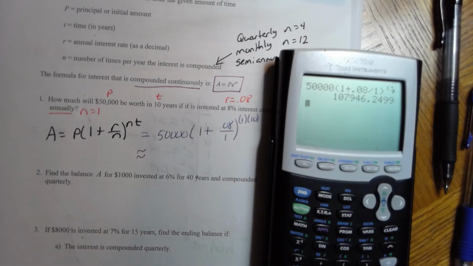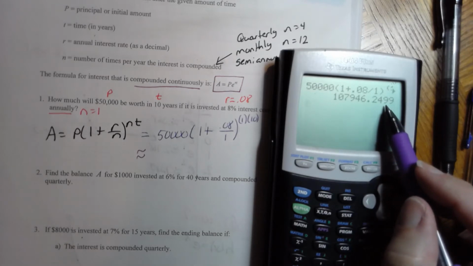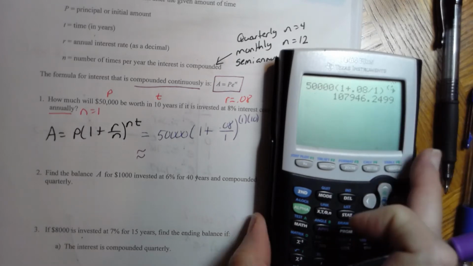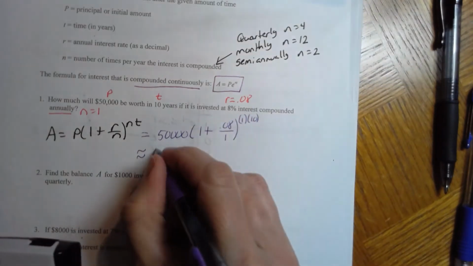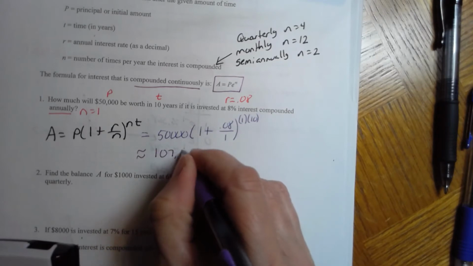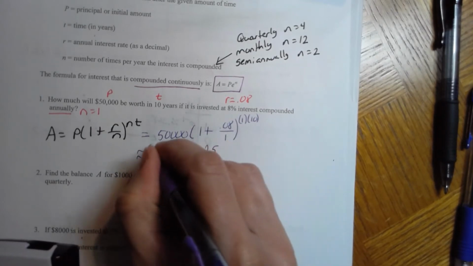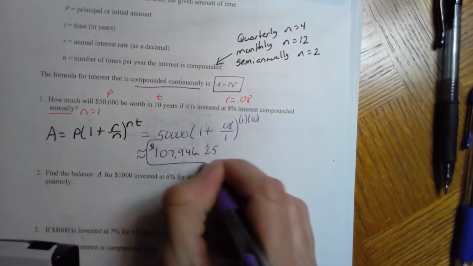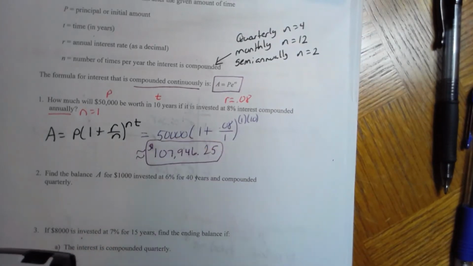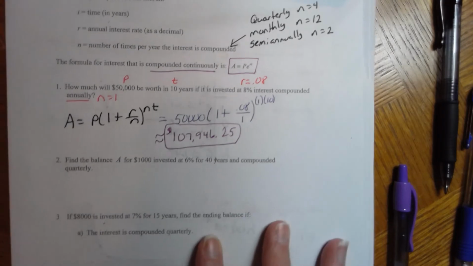Since we're dealing with money, we'll round to the nearest cent. So we'll look at the 4 and round if it is a 9, so we do round. So it's approximately $107,946.25. Make sure you put the dollar sign. So it says $107,946.25.